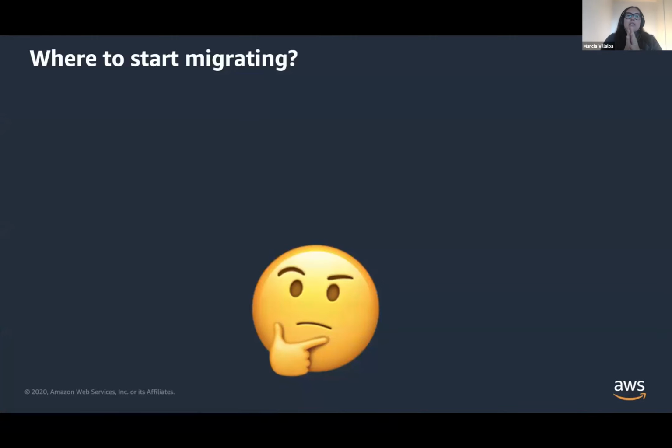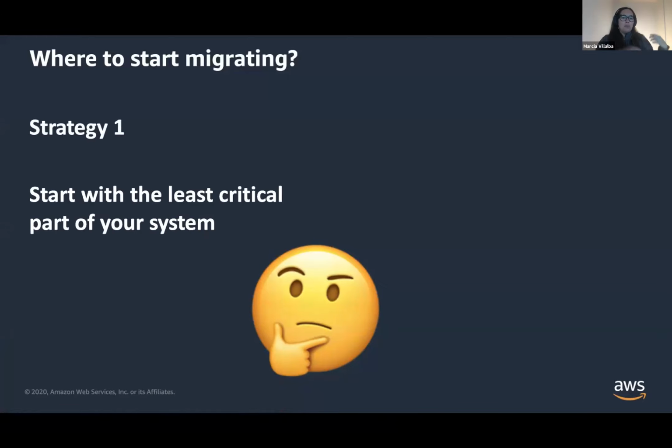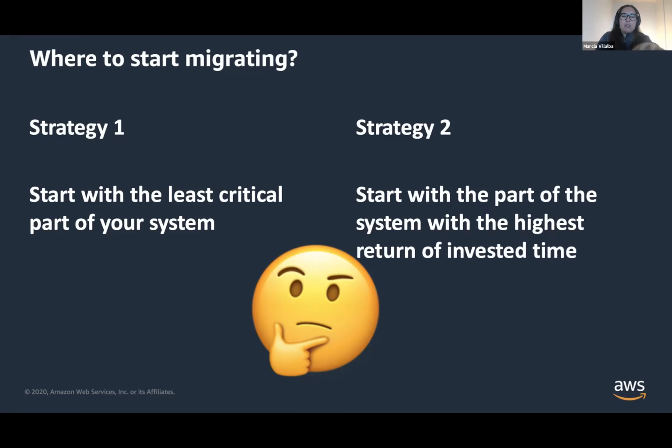So here they started asking the question, where do we need to start migrating from? Sometimes we think about strategy 1, which is to start migrating from the least critical part of our system, start migrating something that is not relevant, that nobody cares about, so we can make mistakes and try things. But then when is the point that we need to move to migrating the critical part of our system, the one that will get us the most return on our invested time? Sometimes we want to start with the second strategy, and that's not good. We don't want to do that.